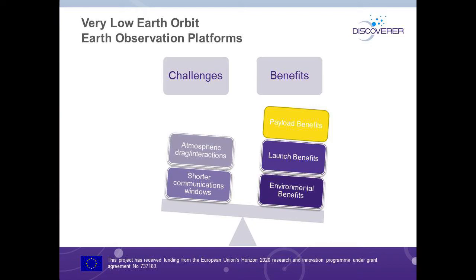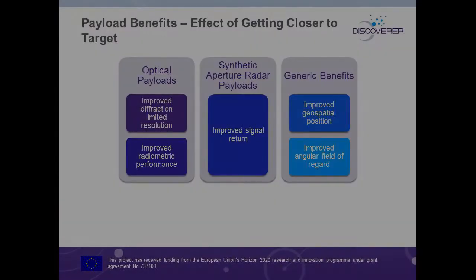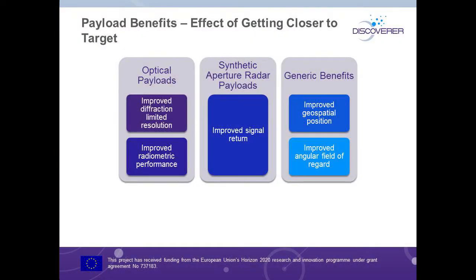There are many. What I've got is just top-level boxes here, which we will then dig down into a little bit to look at the detail. In terms of optical payloads, we can get improved diffraction limited resolution. This is the key benefit we've already identified. You also get improved radiometric performance, effectively, because you're closer to the thing which is reflecting that diffuse energy that you're then collecting. The same is true for synthetic aperture payloads as well. You get an improved signal return, and we'll have a quick look at the fundamentals behind that.